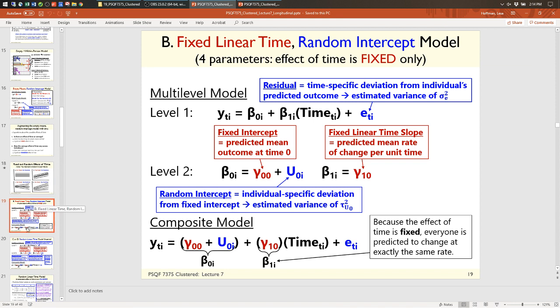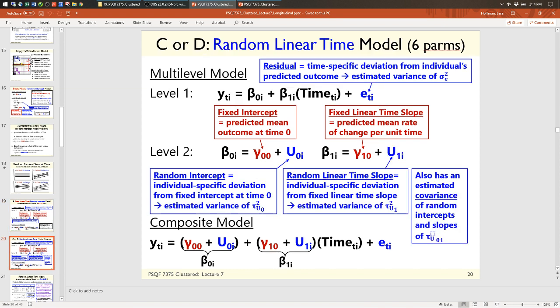To move to the bottom two pictures, C or D, we would add a random effect of time. So now the model has both a fixed slope that everybody shares and a deviation per person from that slope. So U1 in this equation at level 2 for beta 1 is how far off each person's slope is from the common slope, gamma 1,0. So we have a fixed slope and a random slope. So putting those together, homework question, we would call this a random linear time model.